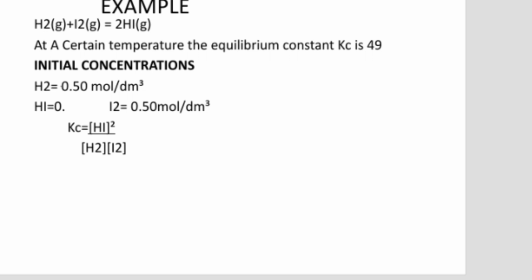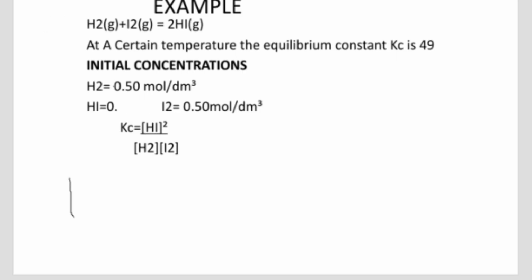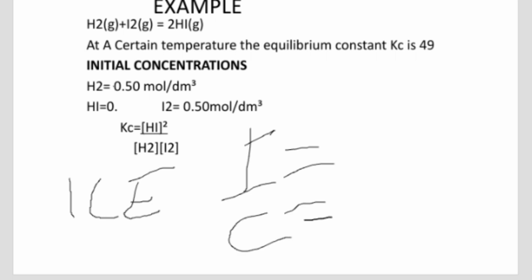So from today you're going to know how to use the ICE table. Now maybe you are wondering what ICE means. When we are talking about the ICE table, what does ICE mean? I means initial concentration, then C means change, then E means equilibrium. So in the ICE table, for initial concentrations, we are going to use the values of H2 and the others that were given.